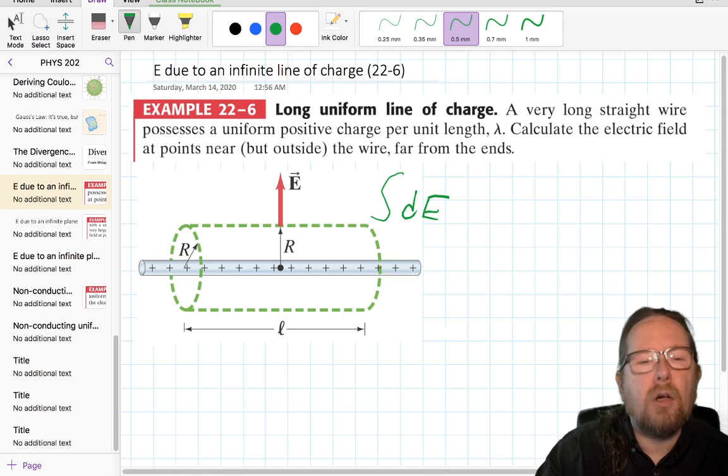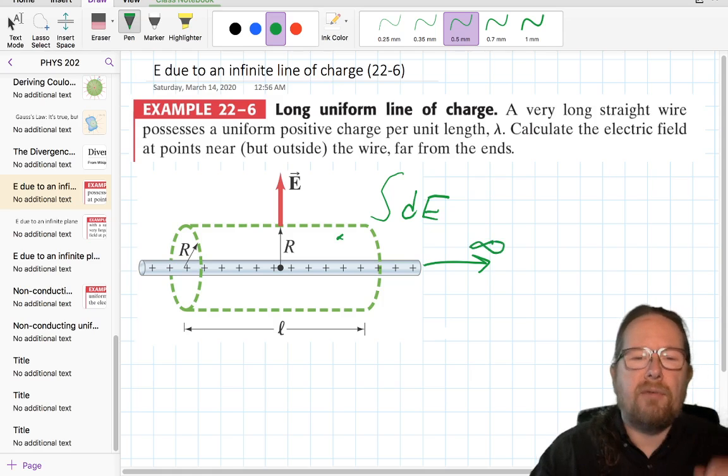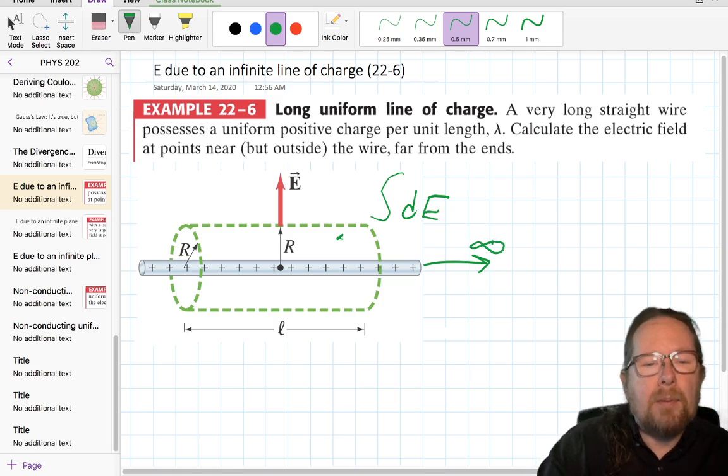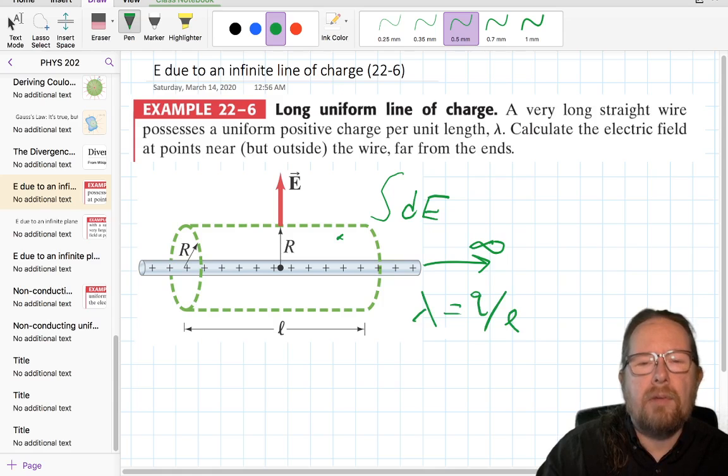It says we've got a long uniform line of charge, and by long we can assume that if you're close enough to it, it's as if it extends from plus infinity to minus infinity. And it possesses a uniform positive charge with a charge per unit length of lambda. So lambda is the charge per unit length of this line.